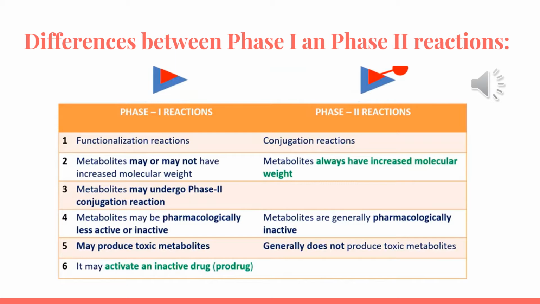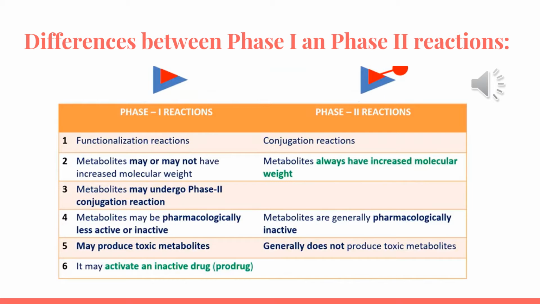Now to go back to the phase 1 reaction, the metabolite may undergo phase 2 conjugation reaction. After forming a certain functional group via a phase 1 reaction, it can undergo a phase 2 reaction where the functional group formed would undergo an additional reaction. Onto the functional group, we can add a certain molecule.